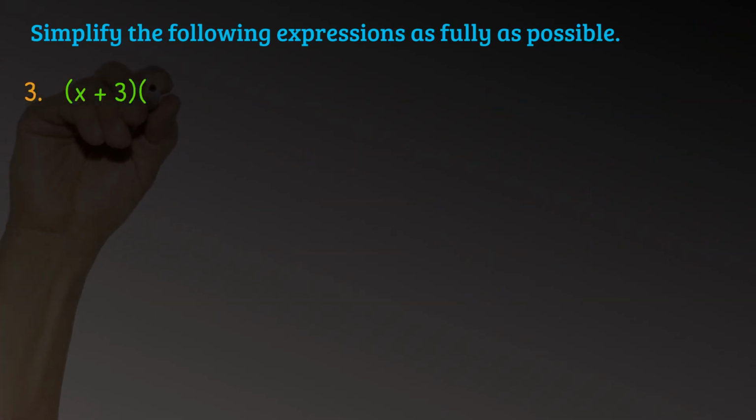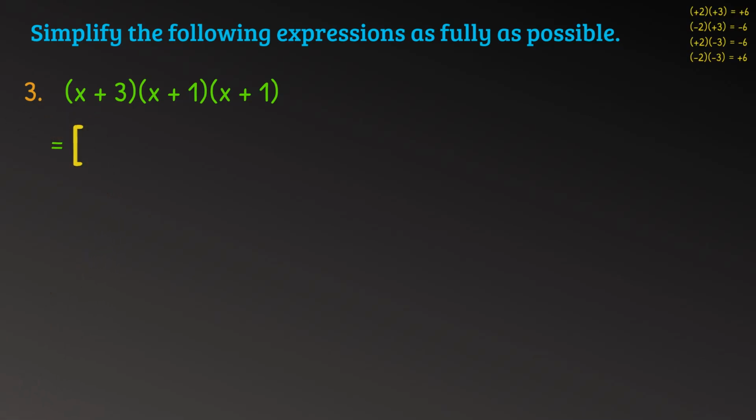In the third question, we have three brackets. So we're going to solve this by multiplying out the first two brackets and putting that result in the yellow bracket, and then multiplying that answer by the third bracket. You can, of course, multiply these brackets out in any order and you'll get the same result. So you may want to try that.